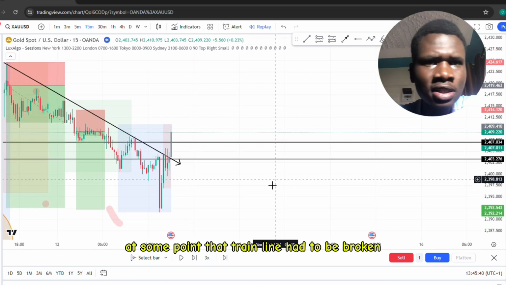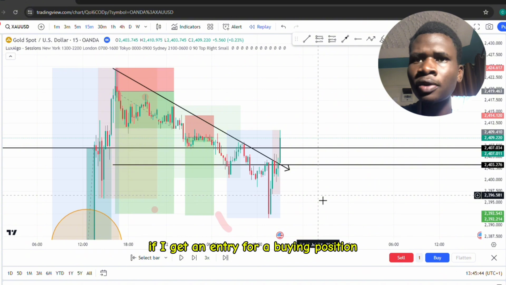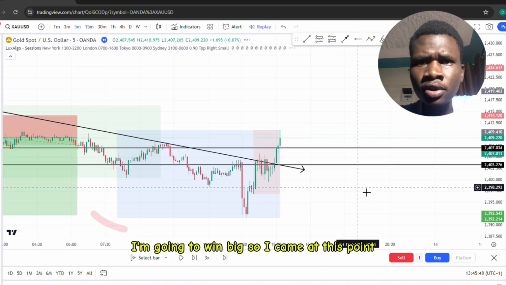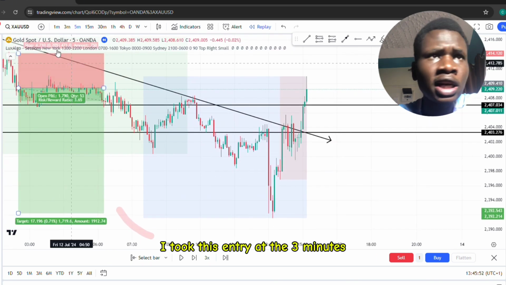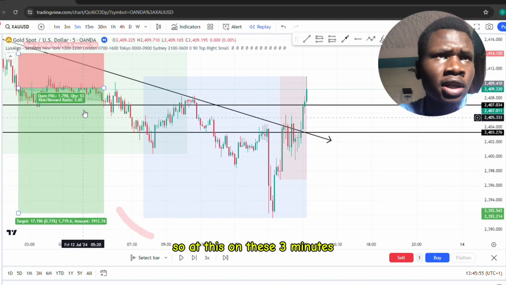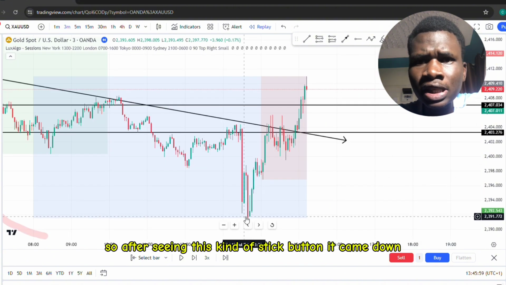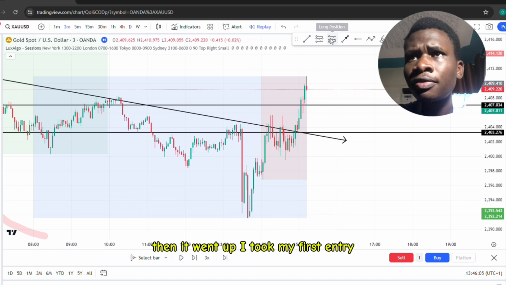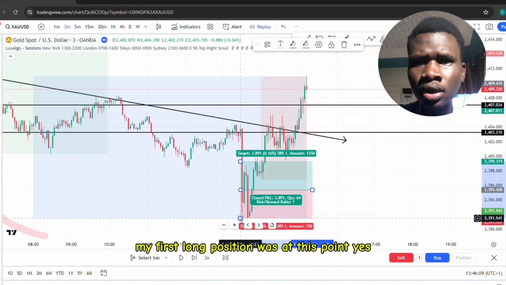At some point that trend line had to be broken, and I knew that if I get an entry for a buying position, I'm going to win big. So I came at this point. I took this entry at the 3 minutes. So at this zone, these 3 minutes. After seeing this candlestick pattern, it came down, then it went up. I took my first entry. My first long position was at this point.